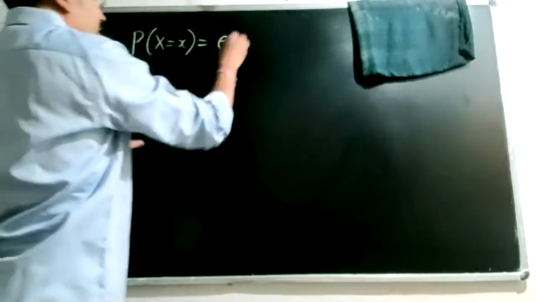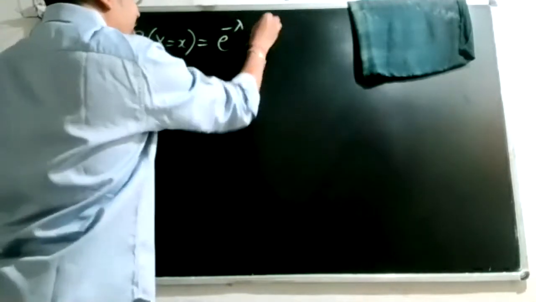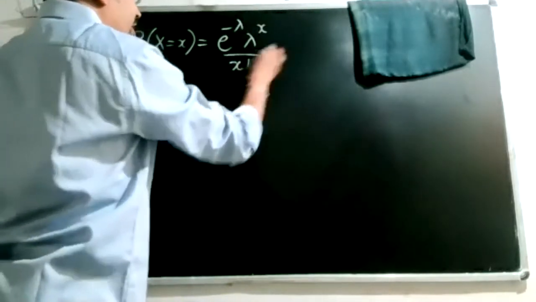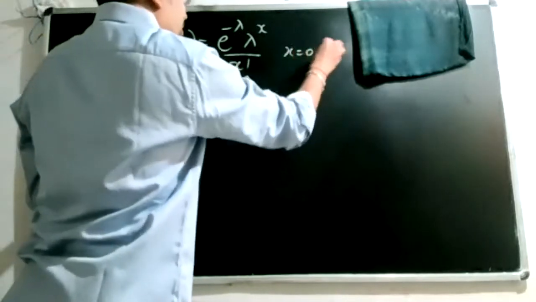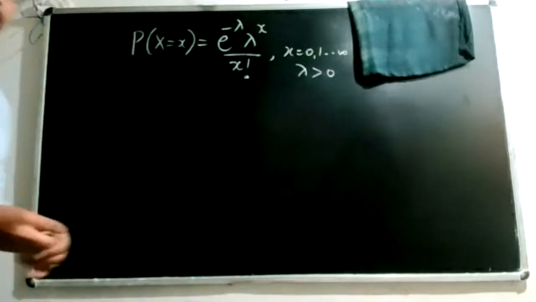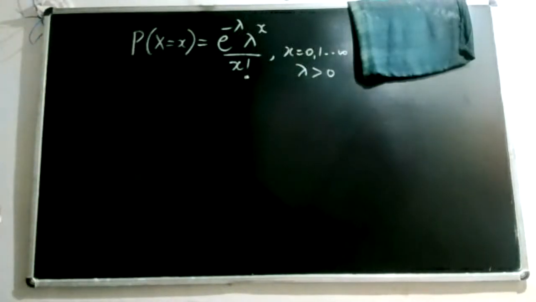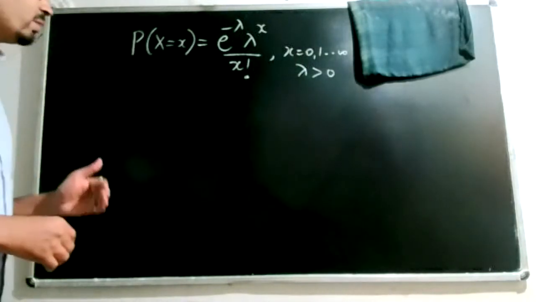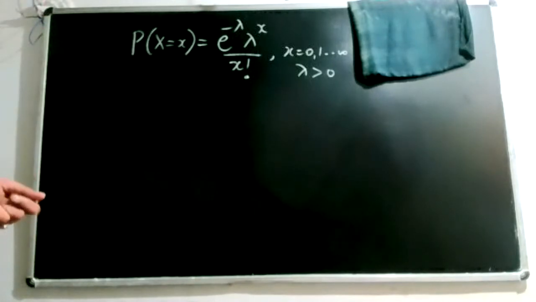Talking about Poisson distribution. The PMF of Poisson is e power minus lambda, lambda power x by x factorial, with x taking values 0, 1 to infinity, and lambda, the parameter, takes any real positive number. So we look into computation of mean, variance, and also the first two central and raw moments.